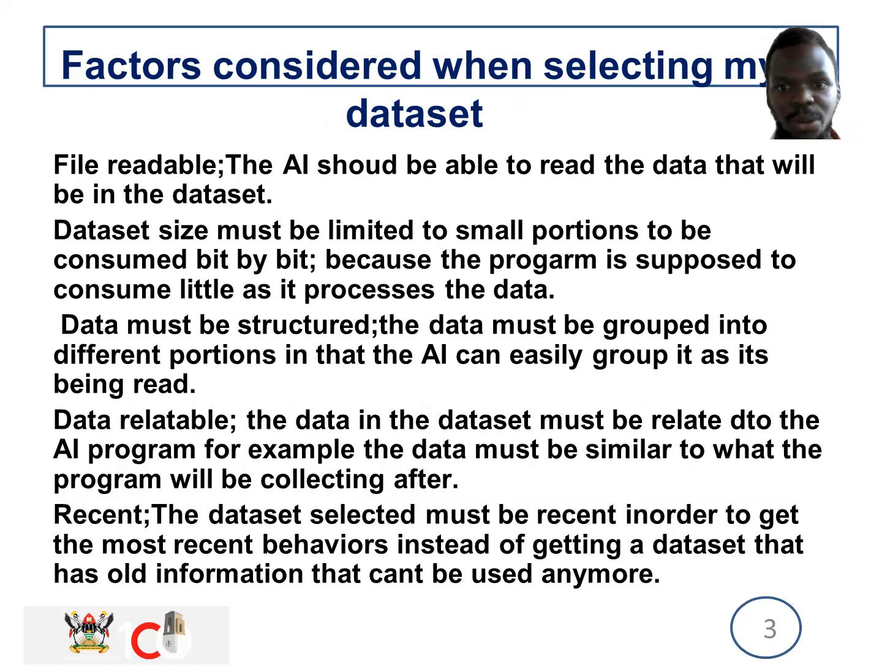Database size must be limited, going from small portions to big portions bit by bit. Meaning the AI should be able to read all the information bit by bit so that it can actually predict afterwards. The data must be structured and grouped into different portions so that the AI can easily group it as it's being read. The data must also be related to the AI so that you can actually use it well.